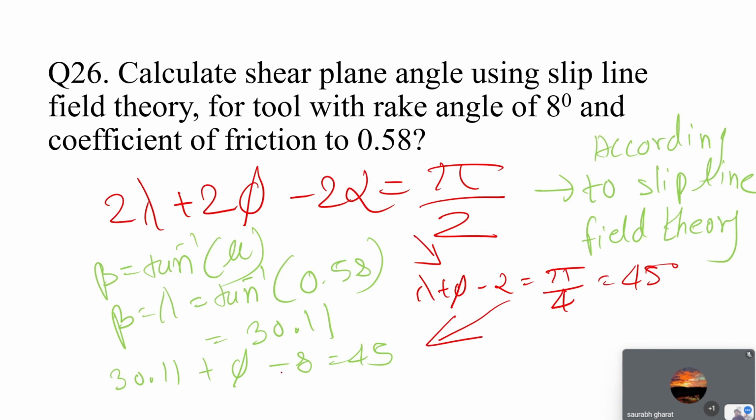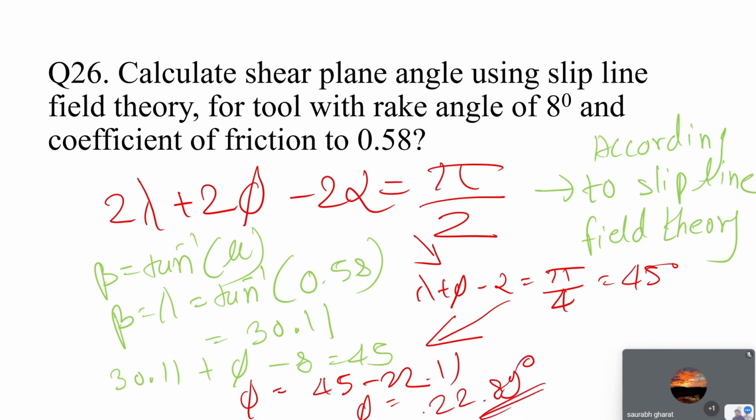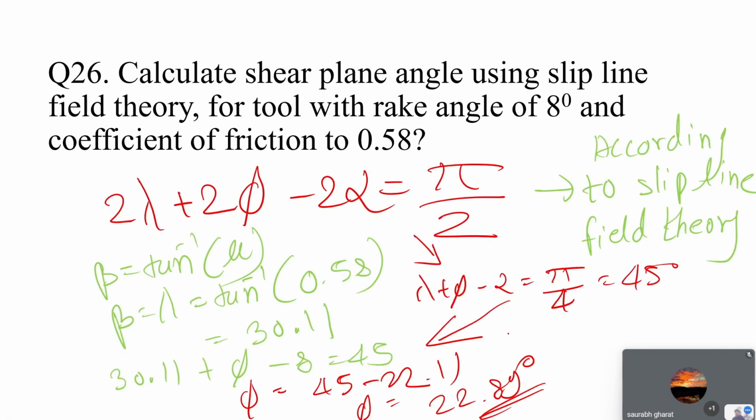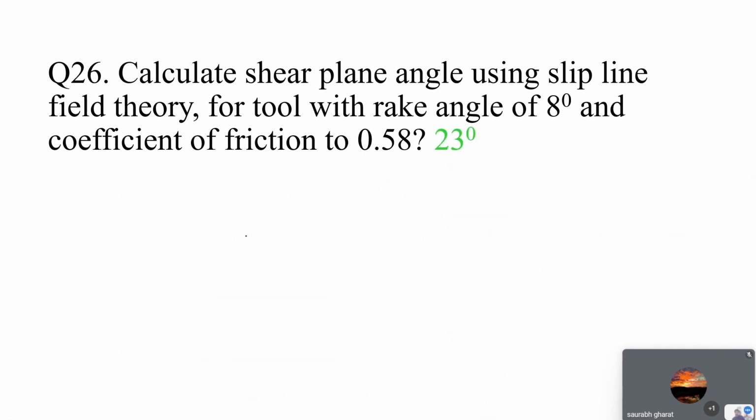So phi will be equal to 45 minus 22.11. Phi is 22.89 degrees, which is approximately equal to 23.